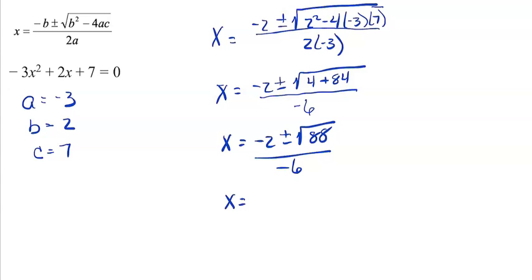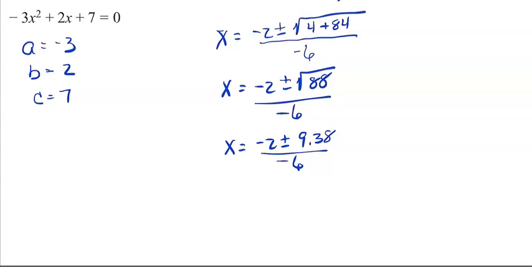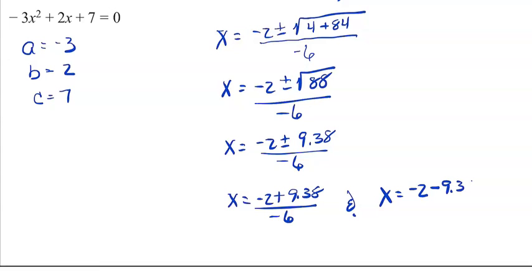So x equals negative 2 plus or minus 9.38 divided by negative 6. Next thing I'm going to do is divide this up into two equations. So I have x equals negative 2 plus 9.38 divided by negative 6. And I have x equals negative 2 minus 9.38 divided by negative 6.